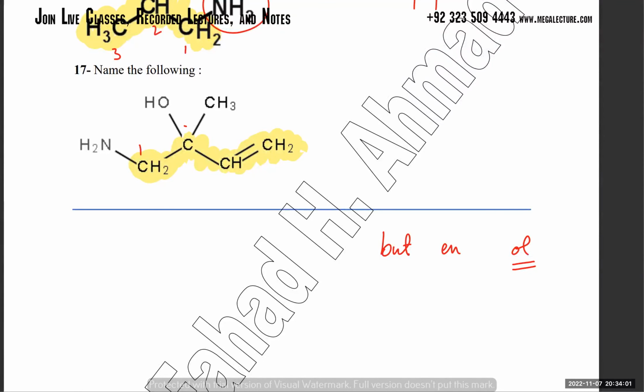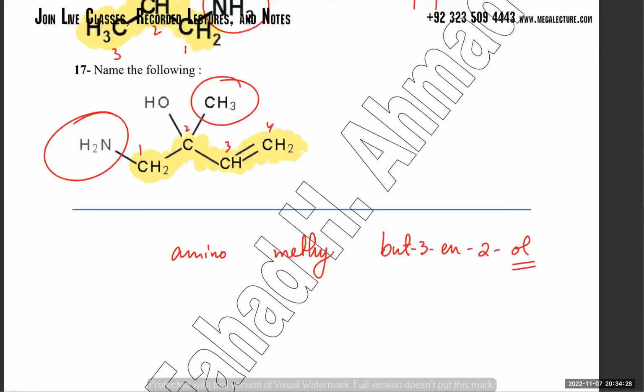So you're going to count everything from the left side, 1, 2, 3, and 4. So the ene will be at position number 3, and the alcohol will be at position number 2. बाकी पे branches are methyl and NH2. So NH2 is amino, and you've got a methyl as well. So methyl is at position number 2, and amino is at position number 1. ठीक है, clear?